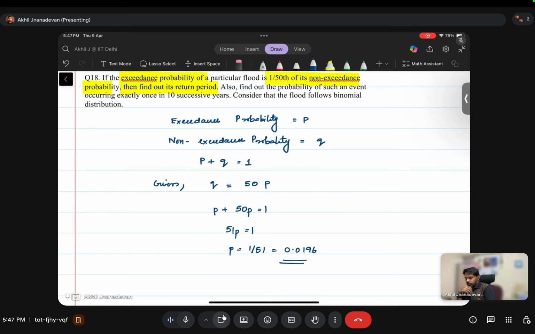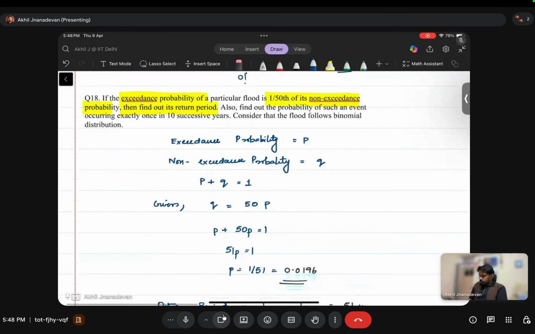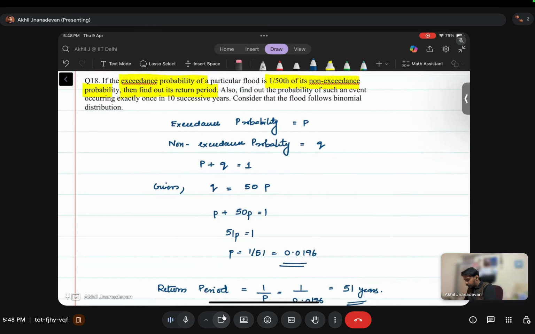They are asking us to find the return period. So return period is nothing but 1 by P, that is 1 by 0.0196. That will be around 51 years. Okay, that is straightforward. That is the first part.